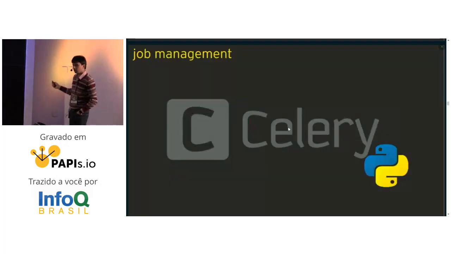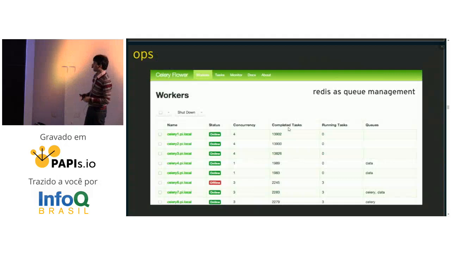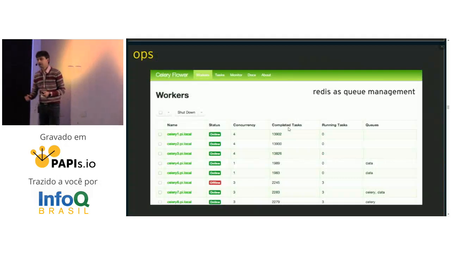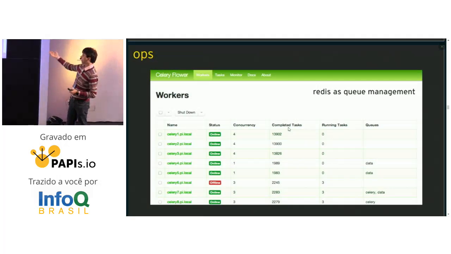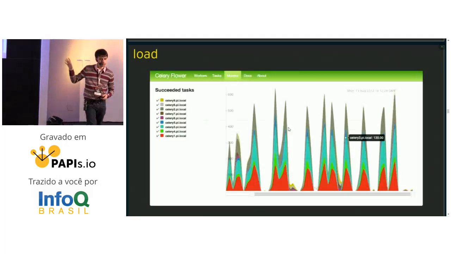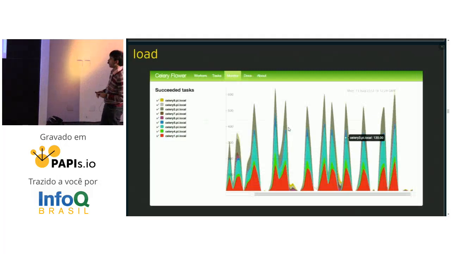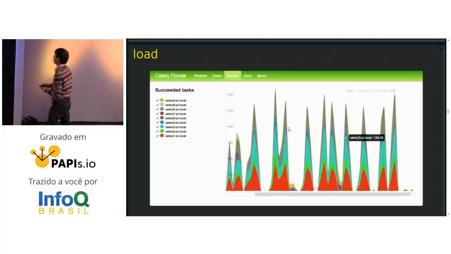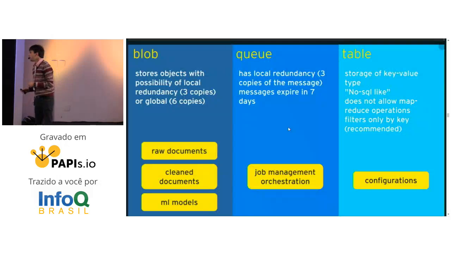Celery is a job management tool. It's very nice because it handles a large amount of jobs. With one virtual machine, we can scale with several workers and check if there are bottlenecks. There is a visualization panel that helps us check if everything is running okay.